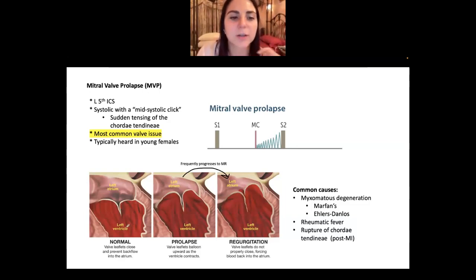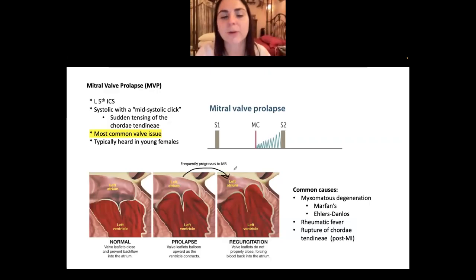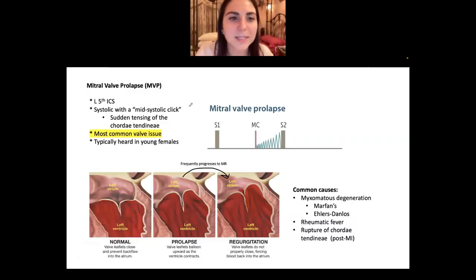So this is your picture. Imagine these two mitral leaflets. Normally, they come together and fit nicely. I don't love this picture because it looks like both of them are prolapsed. Usually just one of them is not fitting perfectly with the other one. Frequently it's going to progress to mitral regurg. Once you get that blood backflow, that's considered a mitral regurgitation.